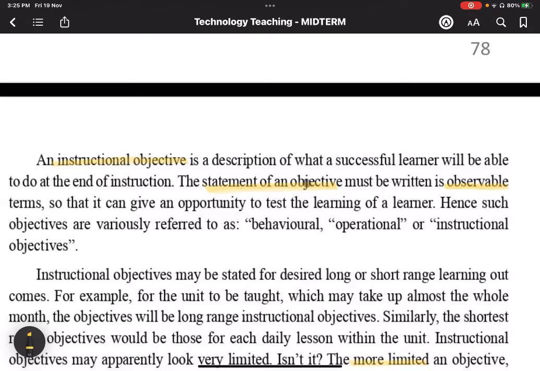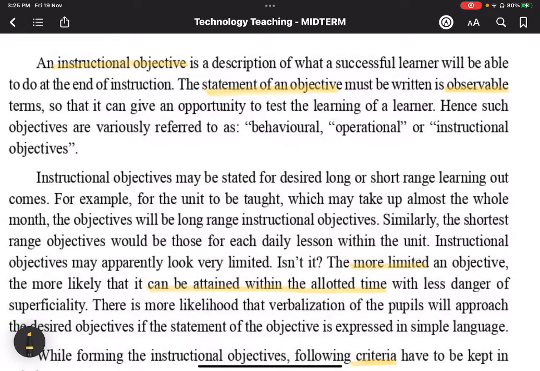The statement of an objective must be written in observable terms, no? Dapat daw pwede nating ma-evaluate, pwedeng masukat, no? Ma-quantify. That it can give an opportunity to test the learning of a learner, no? So 'yung mga behavioral, operational, and instructional objectives, 'yun 'yung nire-refer dito ng statement of an objective. Instructional objectives may be stated for desired long or short range. So, long term or long range or short range, pwede tayong gumawa ng ganong 2 types of instructional objectives.